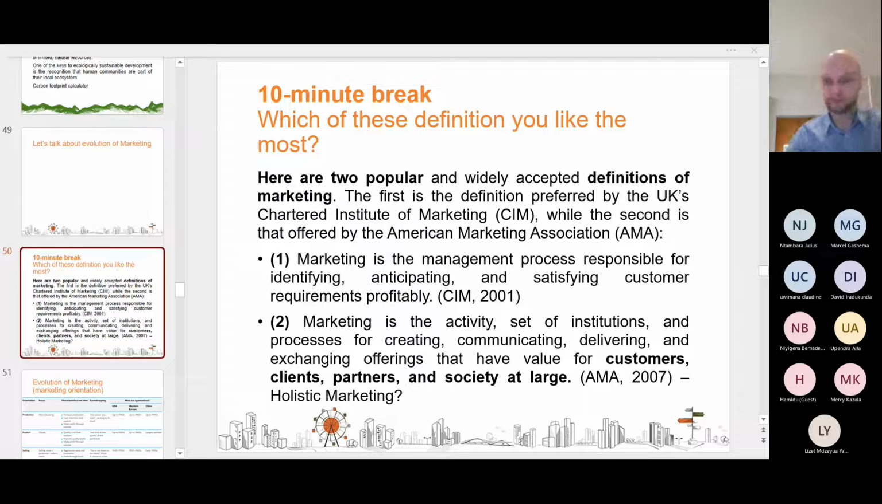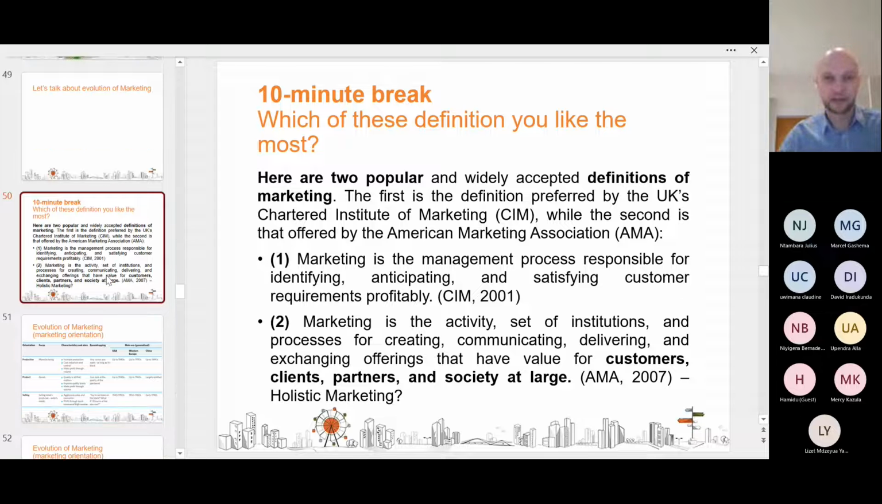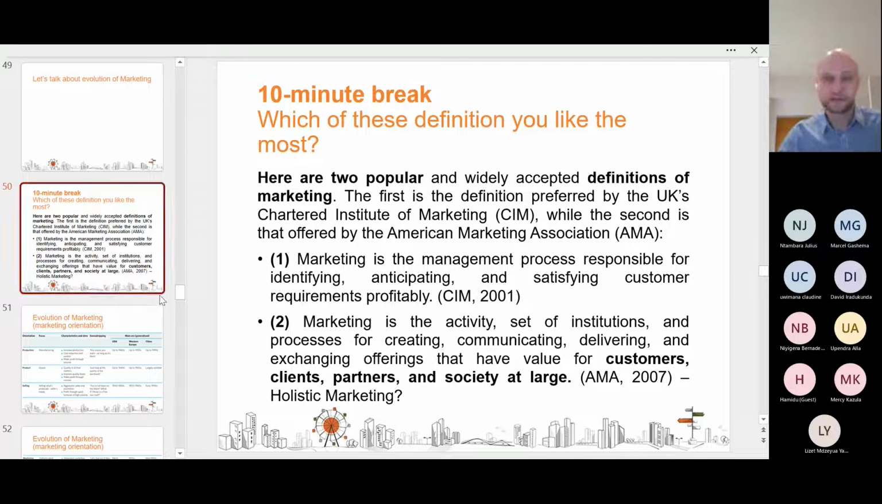Okay, it's time to continue. So I got two responses from you, or three actually, from Arlette, Julius, and from Mercy. So all of you selected option number 2. So the second definition is very close to holistic marketing, where we think about all stakeholders of the company.